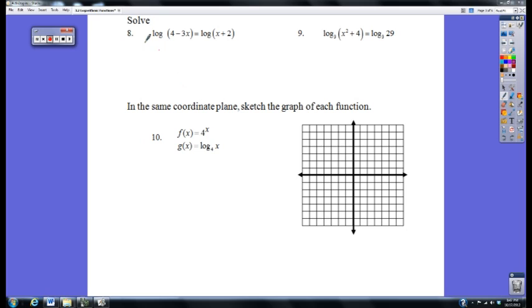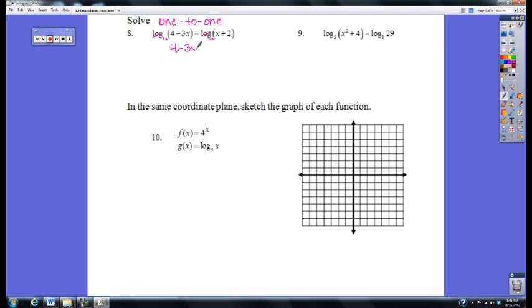Examples 8 and 9 use what we call the one-to-one property. I'll write it up there, the one-to-one property. I believe you used that in notes 3-1, where you would try to get the same base to solve the exponential equations. So if you'll notice on number 8, you have log understood base 10 once on the left and once on the right. If that's the case, then you can eliminate the logs and just solve for what you have left.